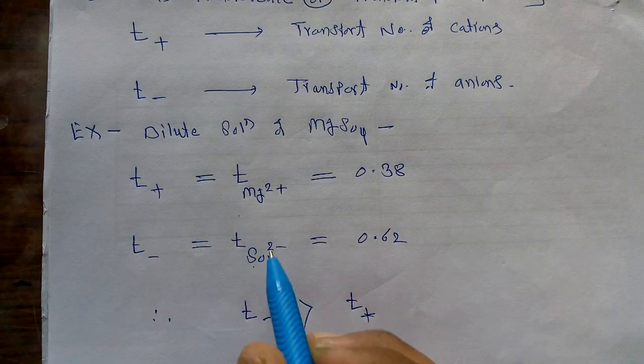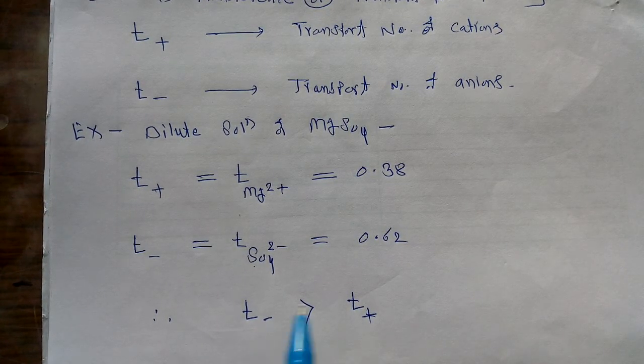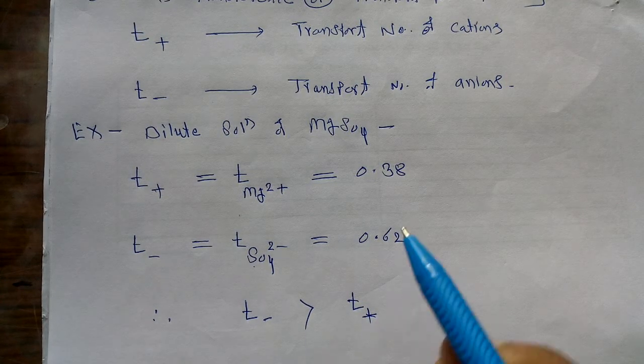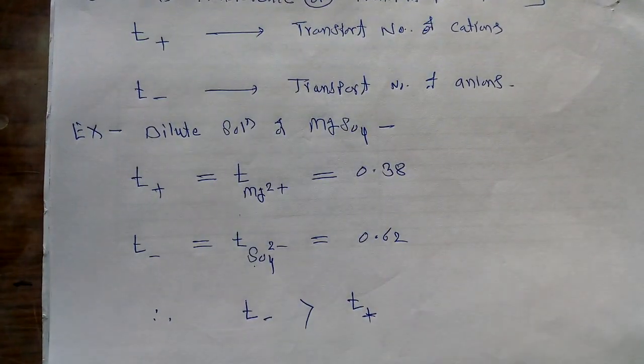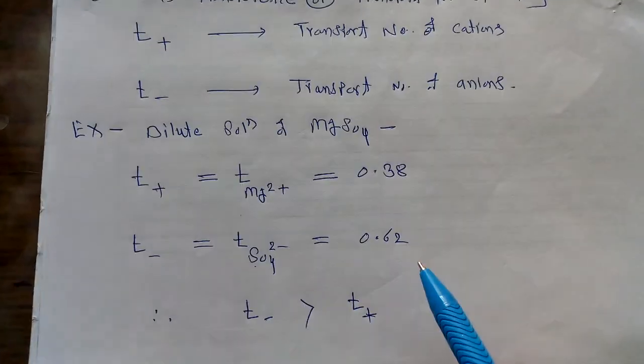So this is the important application of this particular transport number: we may compare the relative current carrying capacity of a particular ion depending upon its magnitude. So in this case, what happens? These are the transport numbers of cations and transport numbers of anions.